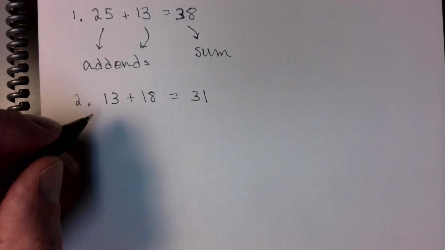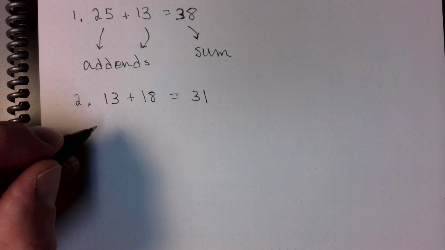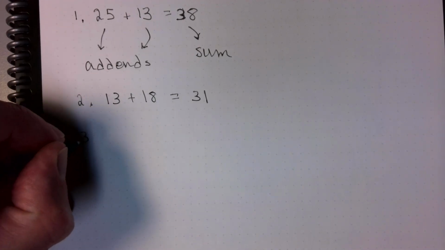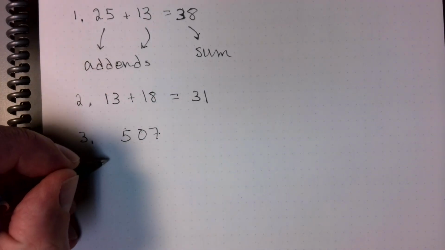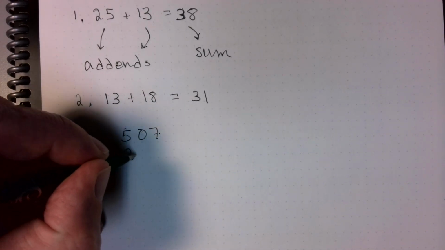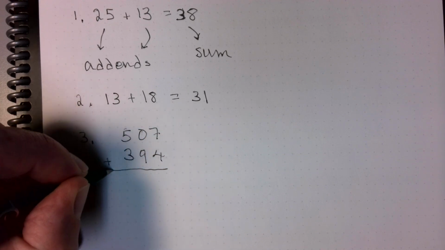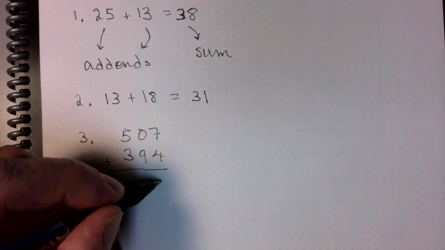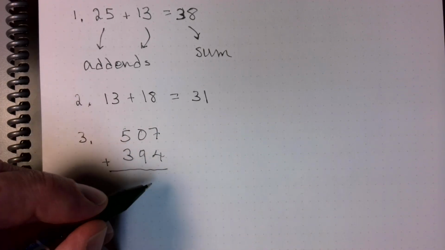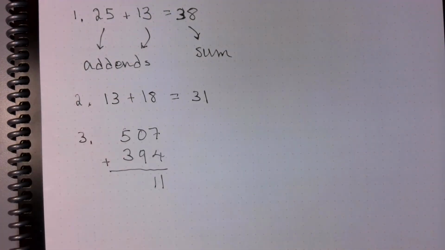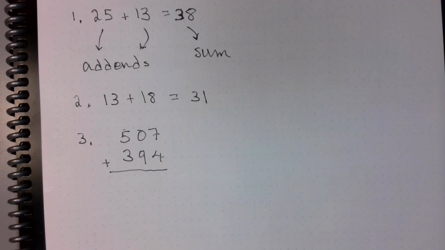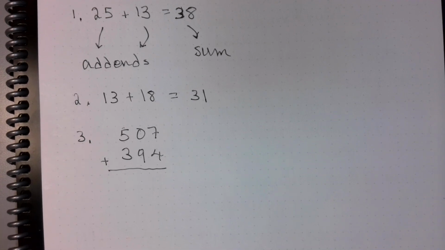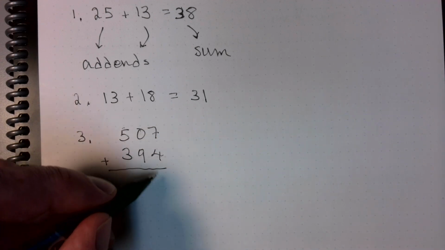And of course, vertical form is what we're all pretty familiar with from school. If we did something like 507 plus 394, okay, we add these two, that becomes 11. Now, I can't put an 11 down here in the ones place. That won't work. You can't have 11 in the ones place. We have a base 10 place value system. So the biggest digit you can put in any of the places is a 9.